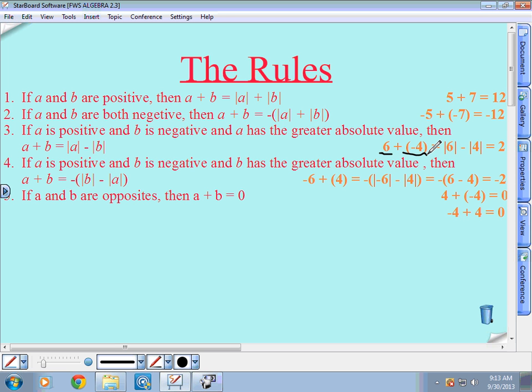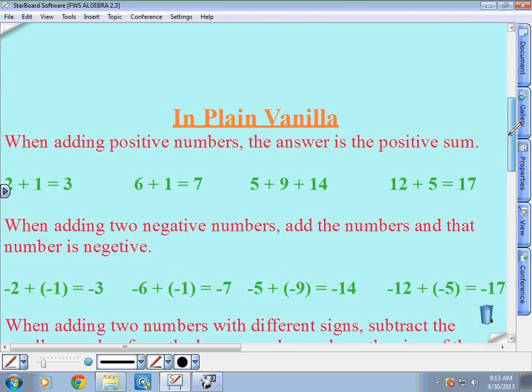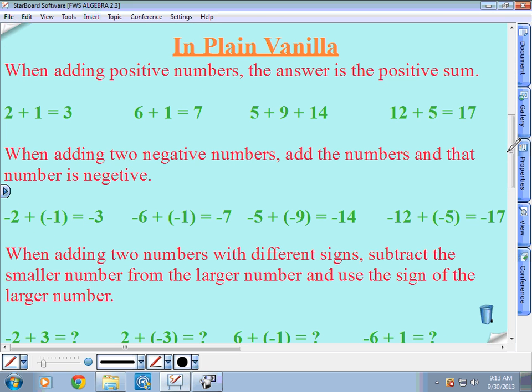So let me really quickly put this in plain vanilla for you guys, okay? We're going to make this really simple, because those absolute values are confusing. If you're adding together two numbers and they have different signs, it doesn't matter if they're first or second. 7 plus negative 2, or if I have negative 7 plus positive 2, okay?